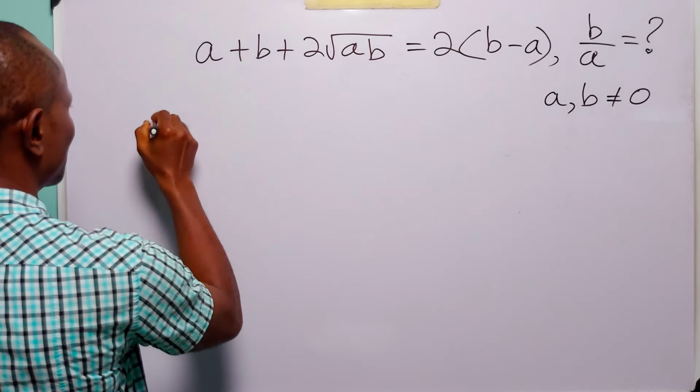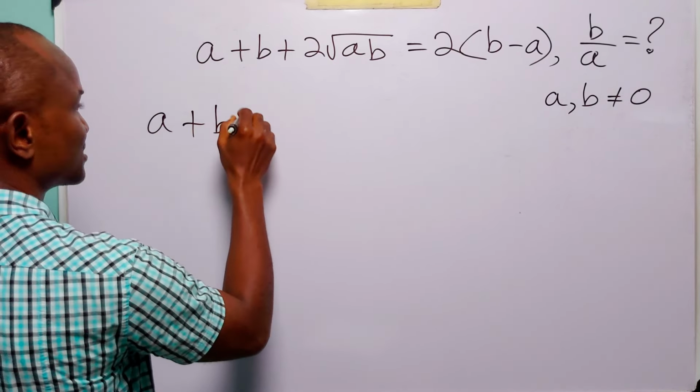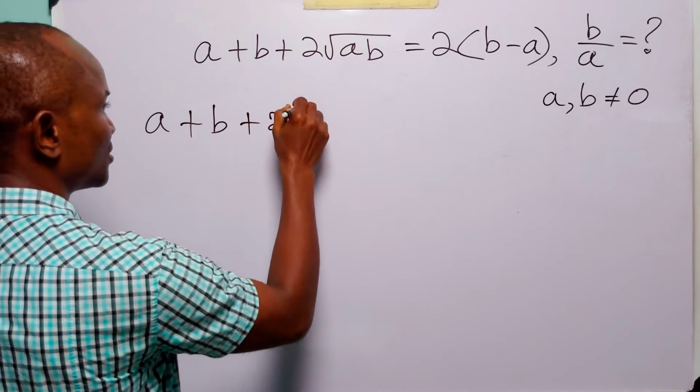Now, on the left-hand side, of course, we have a plus b plus 2 root a b, and this is equal to, let us open this bracket. We have 2 times b, which is 2b, and we have 2 times minus a, which is minus 2a. Now, we divide through the left-hand side by a, and of course, whatever we do to the left-hand side, we do to the right-hand side. A divided by a is 1. B divided by a is b over a.